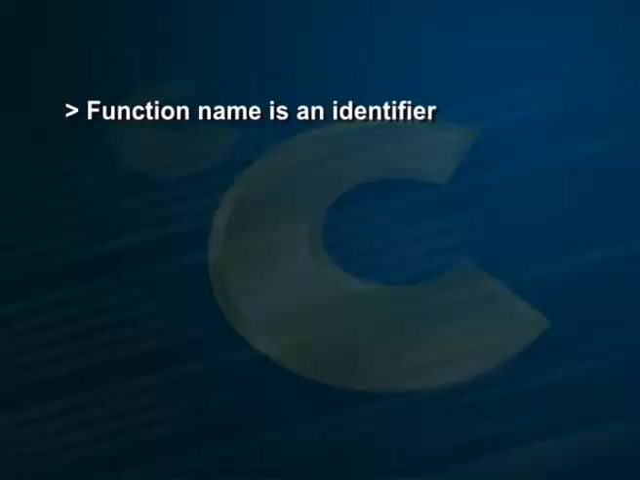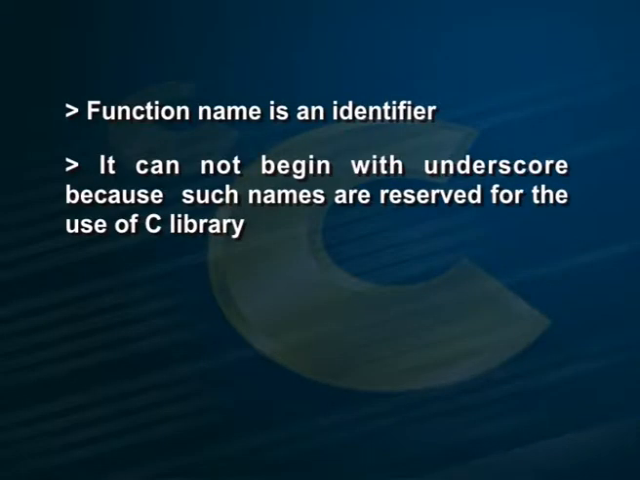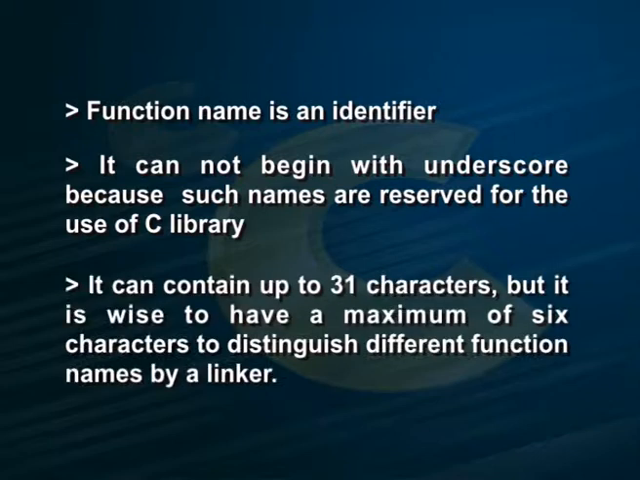Function name. Function name is an identifier. It cannot begin with an underscore because such names are reserved for the use of the C library. It can contain up to 31 characters, but it is wise to have a maximum of 6 characters to distinguish different function names by a linker.